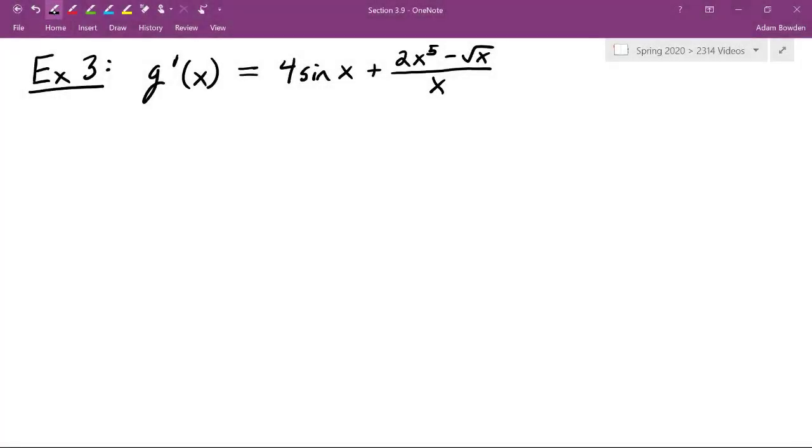Now let's look at this one example here that has to do with a g prime of x, and our goal here will be to find the g of x function. So to work our way backwards from the derivative to the original function. And that's all going to again revolve around the idea of antiderivatives.